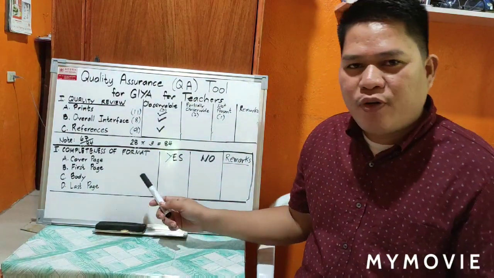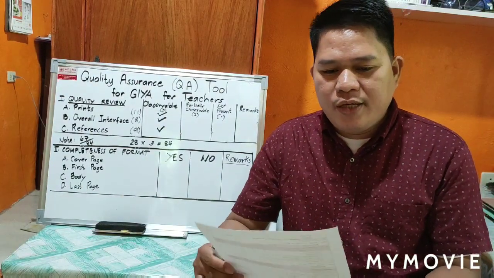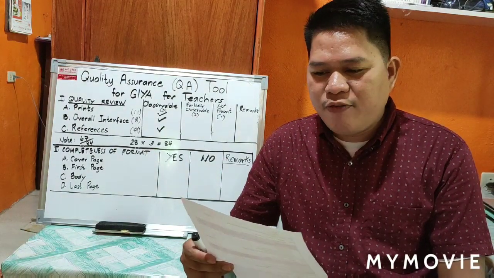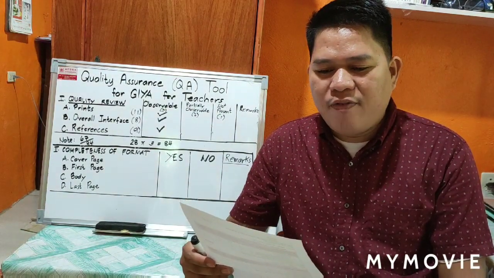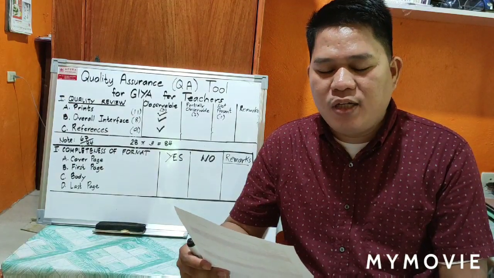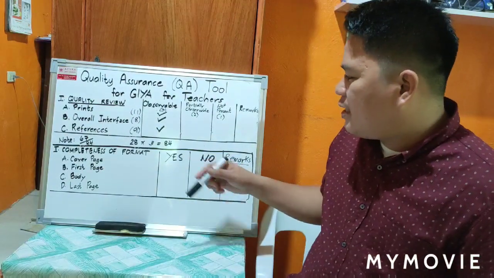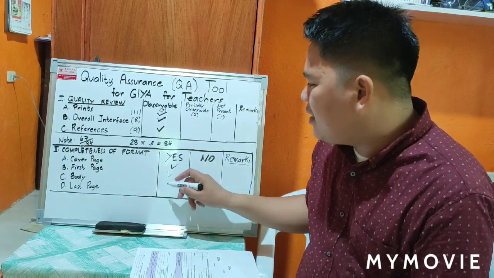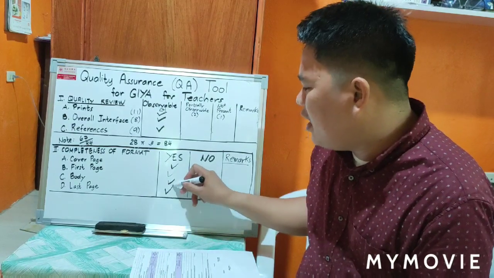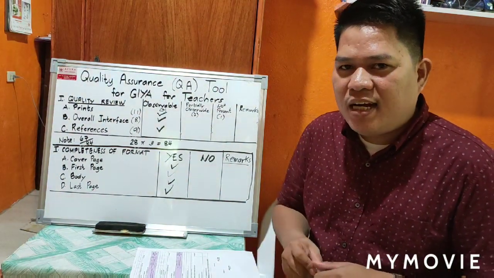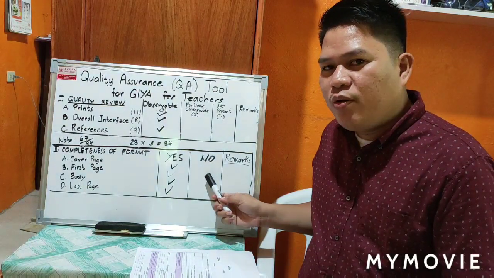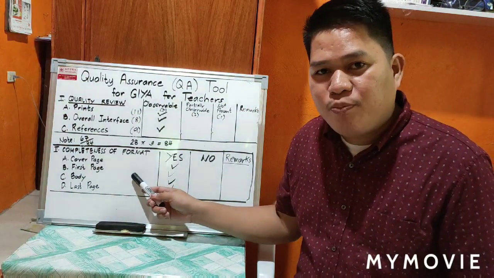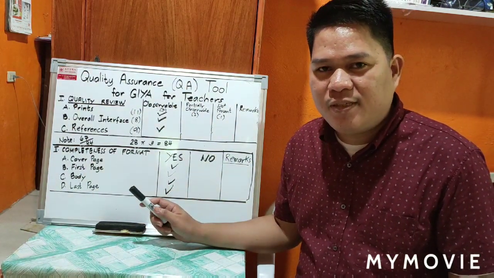So let's proceed now with here. What will be our guide for letter number 2, indicator. So note that to pass criterion number 2, we have the completeness of format GIYA for teachers. It must have a mark yes in all indicators. So lahat po dito naka-yes po. Ang cover page dapat yes. Ang first page dapat yes. Body yes. Tapos last page yes. If ever mayroong isa na no or more than one, automatic po i-revise po natin ang ating particular couplet para ma-complete po talaga ang format natin sa GIYA for teachers.